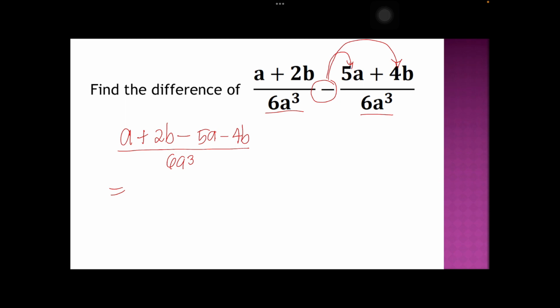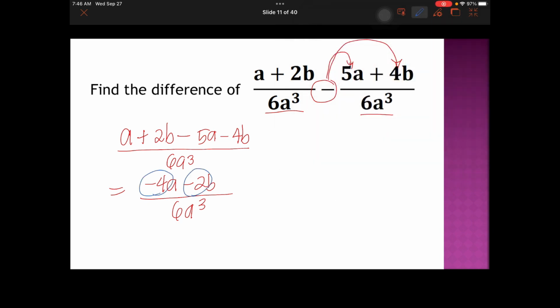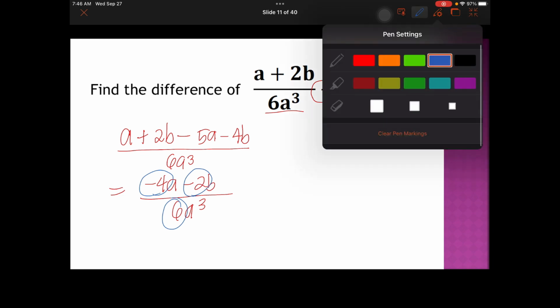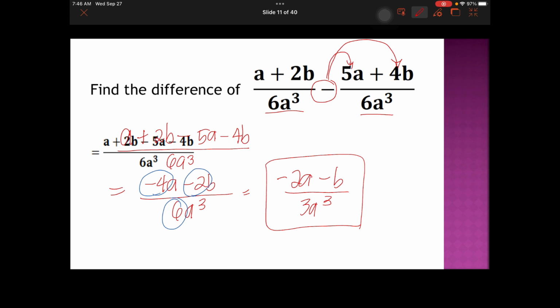So, a minus 5a, that's negative 4a. And then, 2b minus 4b, that's negative 2b all over 6a cubed. So, ang tanong, is this our final answer na? Siyempre, hindi pa kasi if you notice, we have 4, we have 2, and we have 6. So, pwede pa natin silang i-simplify. We are going to divide everything by 2. And if we do that, ang final answer natin ay negative 2a minus b over 3a cubed. Yan na po yung final answer natin. Alright? So, let's move on.